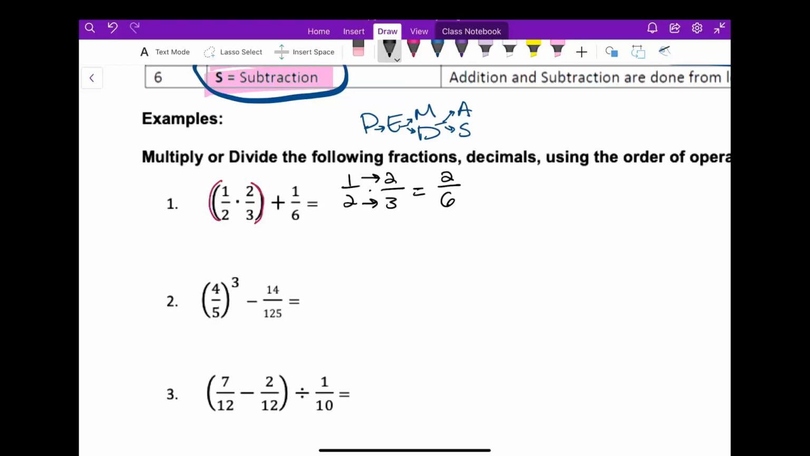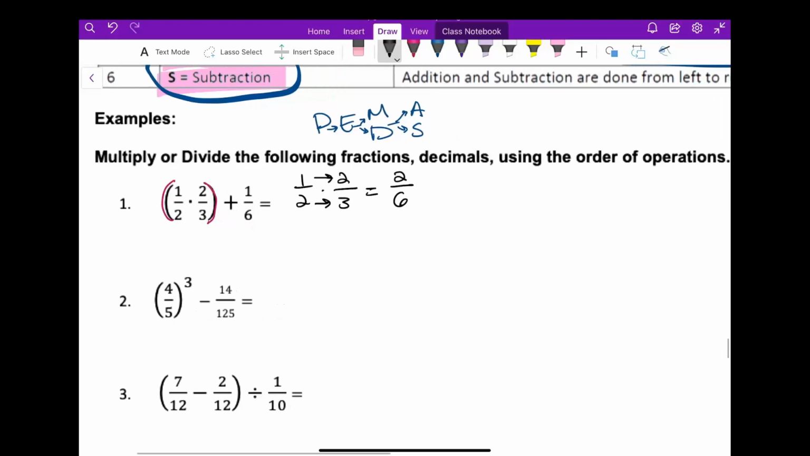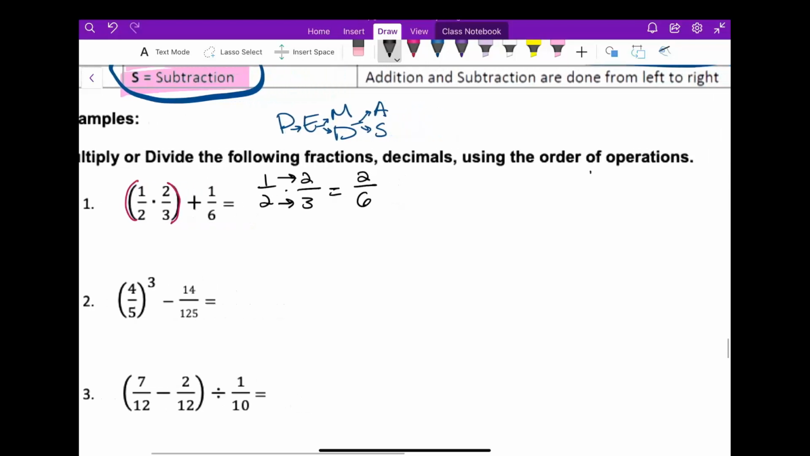In most cases, I want to simplify. In this case, I'm not going to simplify because I'm looking ahead and I can see that the next fraction is 1/6. So it's going to give me a common denominator, and I am not going to get rid of it right now because then I have to come back and do it again. So that's pointless. We have 2/6 plus 1/6.